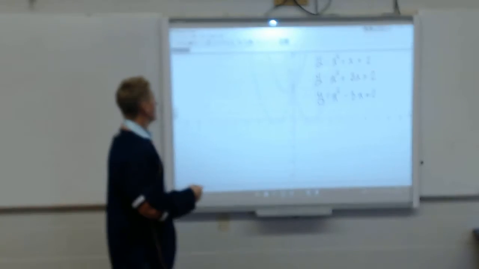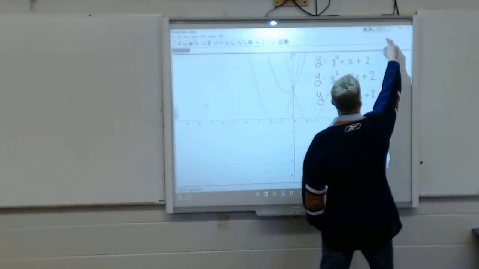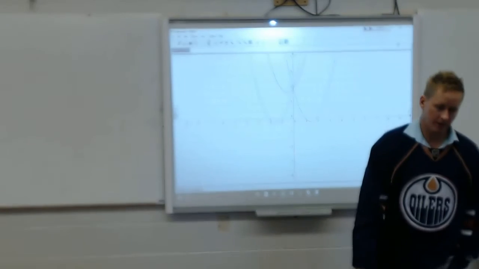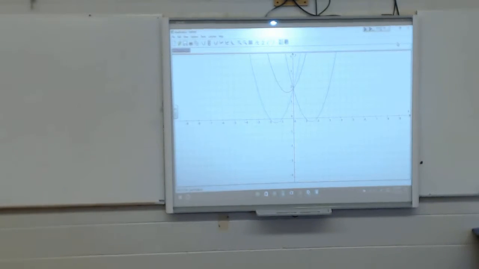So let me show you what I mean by that. I'm just going to clear this all off now, clear my graphs. I'll show you where we're going to end up here. I'll start with the y equals x squared graph again. So there's my y equals x squared graph.